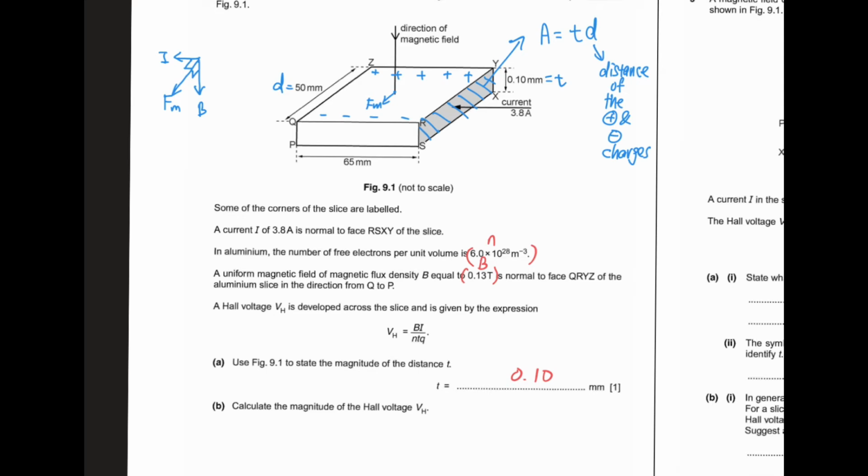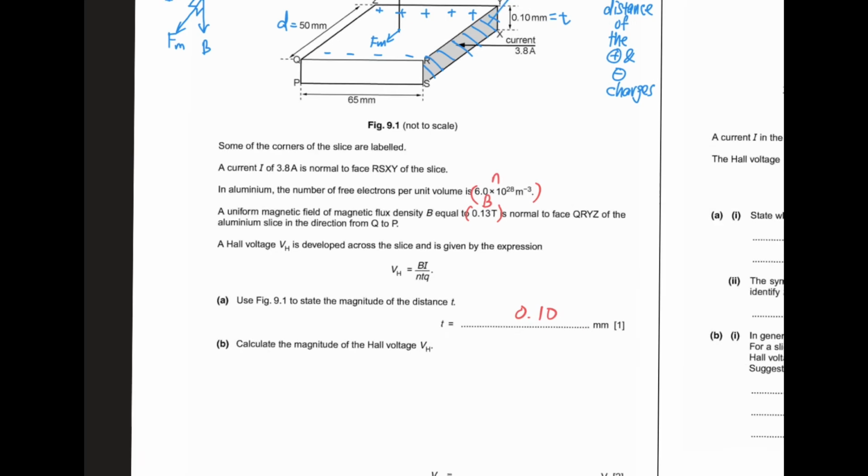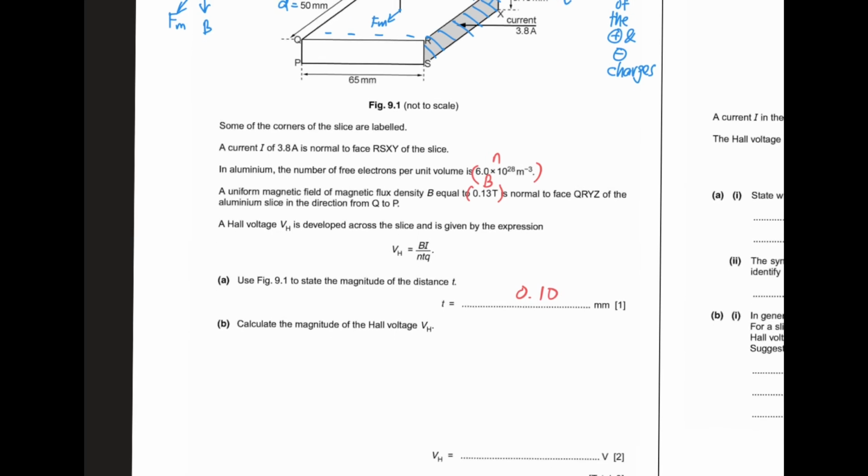Okay. B. Calculate the magnitude of the Hall voltage VH. So we just use the formula. This is the formula given. We substitute values only. So VH equal to B. The B is 0.13 Tesla. The I, current 3.8, over the n. n is the number density, which is number divided by volume.